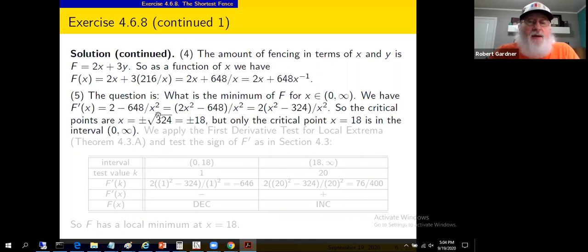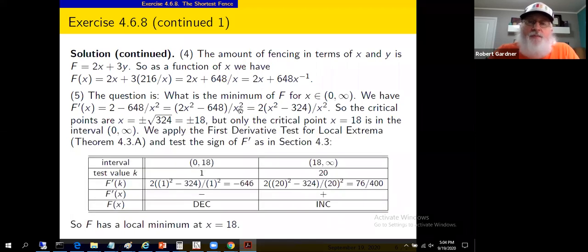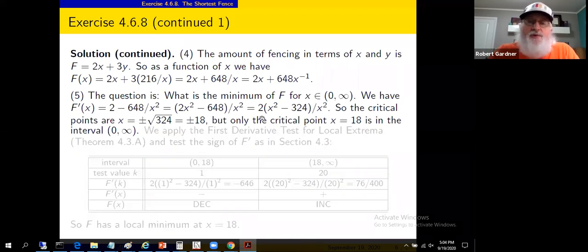Let's get a common denominator. So take the 2 multiplied by X squared over X squared. So we can take this and try to factor it. We'll factor the 2 out. That leaves us with this. So what do you got for critical points?